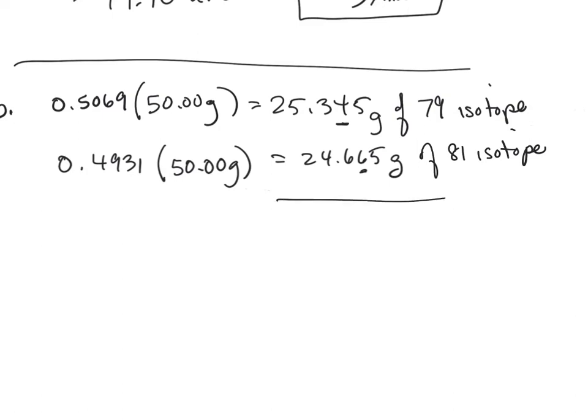So if you add up these two, you're going to get 50.00005, and you're going to round to that. So 50.00 grams total, which is what we would have expected. All right, so it's about 25 grams of each, but we know we can do better than that. We have the natural abundances. All right, so let's go ahead and do the chlorine on a new page here.